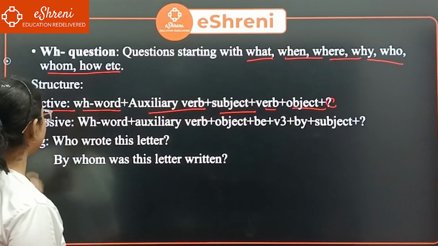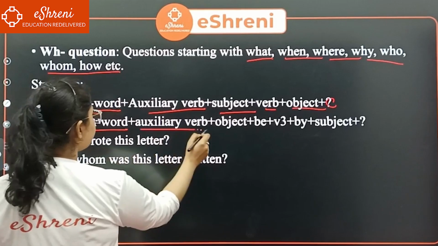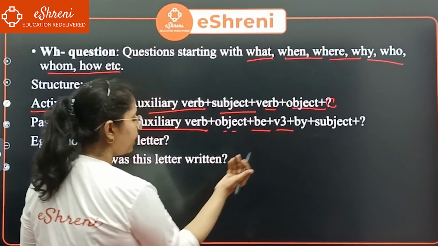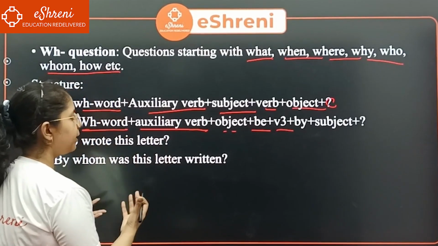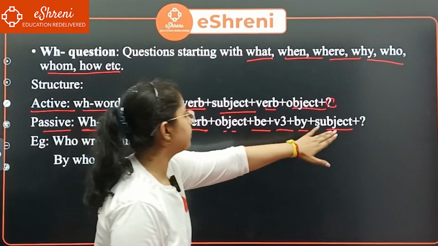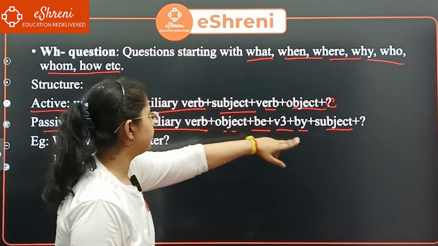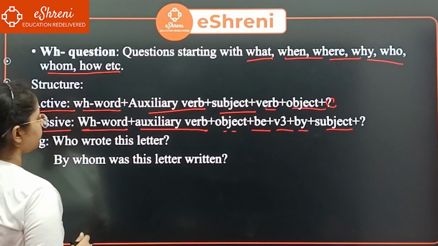So in passive voice, how do we change it? First comes the WH word, next comes the auxiliary verb, then comes the object, then the be verb, then V3. V3 will always be there, whichever sentence and whichever tense, V3 will be there, and then by plus subject. Subject means the subject of the active verb. The subject in active voice goes here as the object, and the rest comes here.